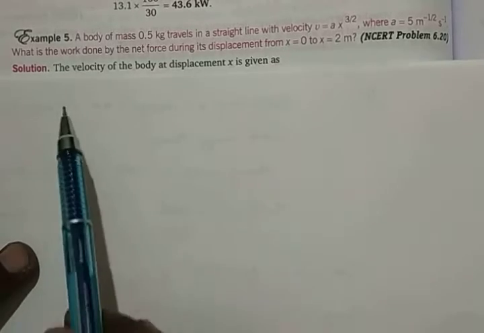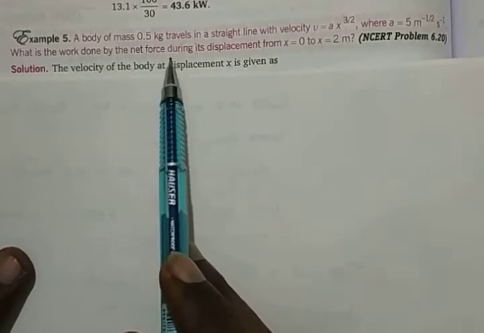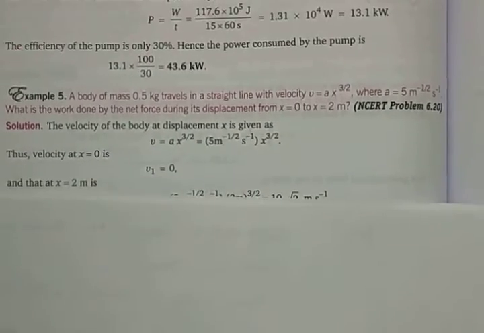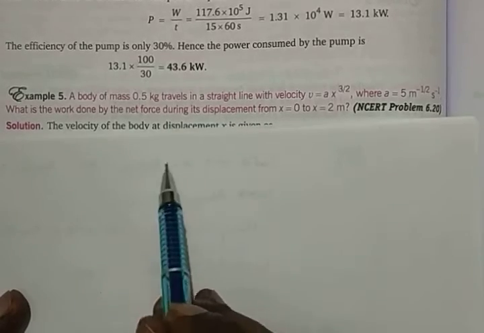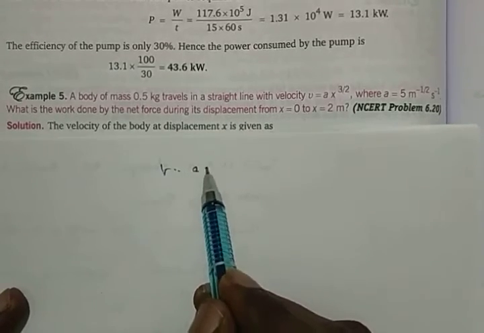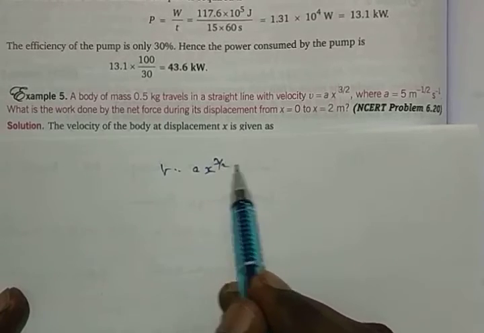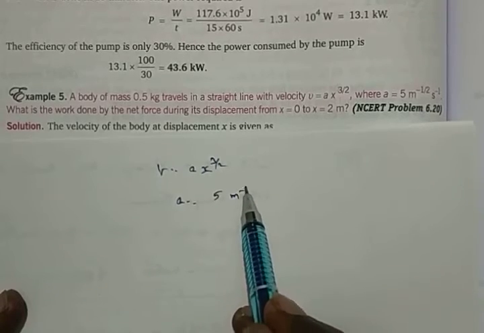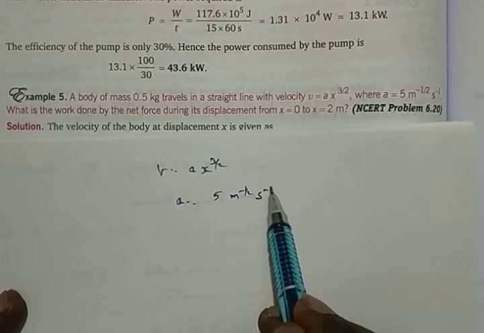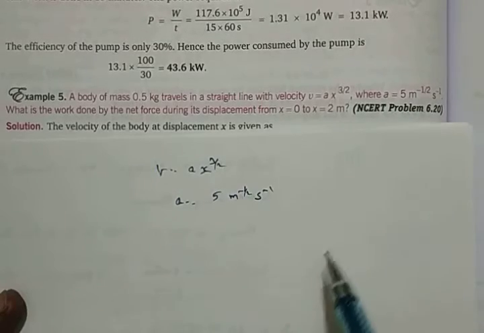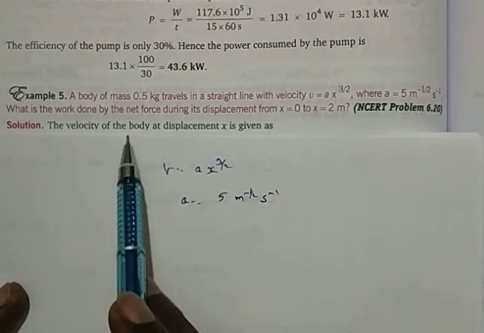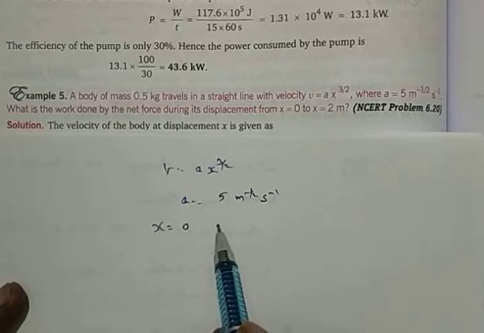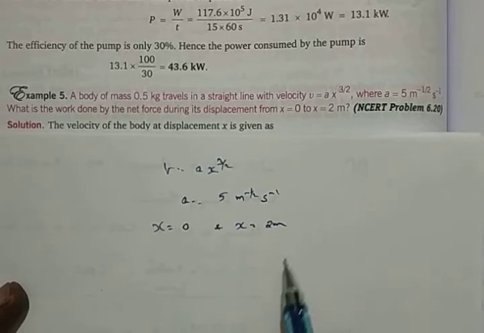Question number 5. A body of mass 0.5 kg travels in a straight line with a velocity v equal to a x to the power of 3 by 2, where a is equal to 5 meter to the power of minus half second to the power of minus 1. That's what is given here. A is this much, right? What is the work done by the net force during the displacement from x equal to 0 to x equal to 2 meters?